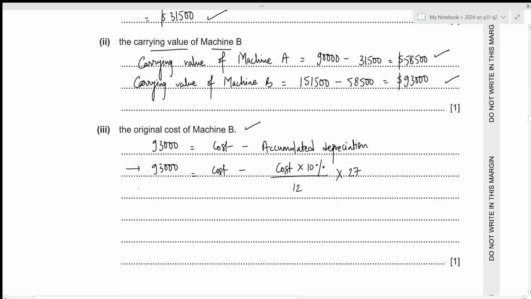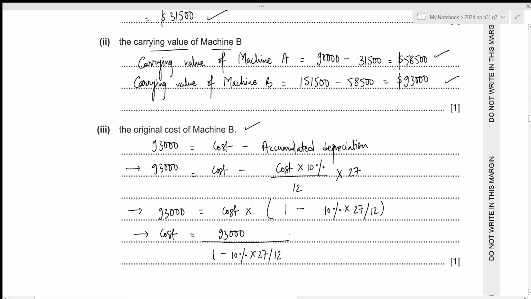Now we can just take the cost common. So we have 93,000 equals to, if you take cost common, that will be 1 minus 10% times 27 divided by 12. So now we can just easily calculate the cost. That will be equal to 93,000 divided by 1 minus 10% times 27 divided by 12. This results in the value of 120,000. Alright, that is all for the first part. Let's move towards the next one.